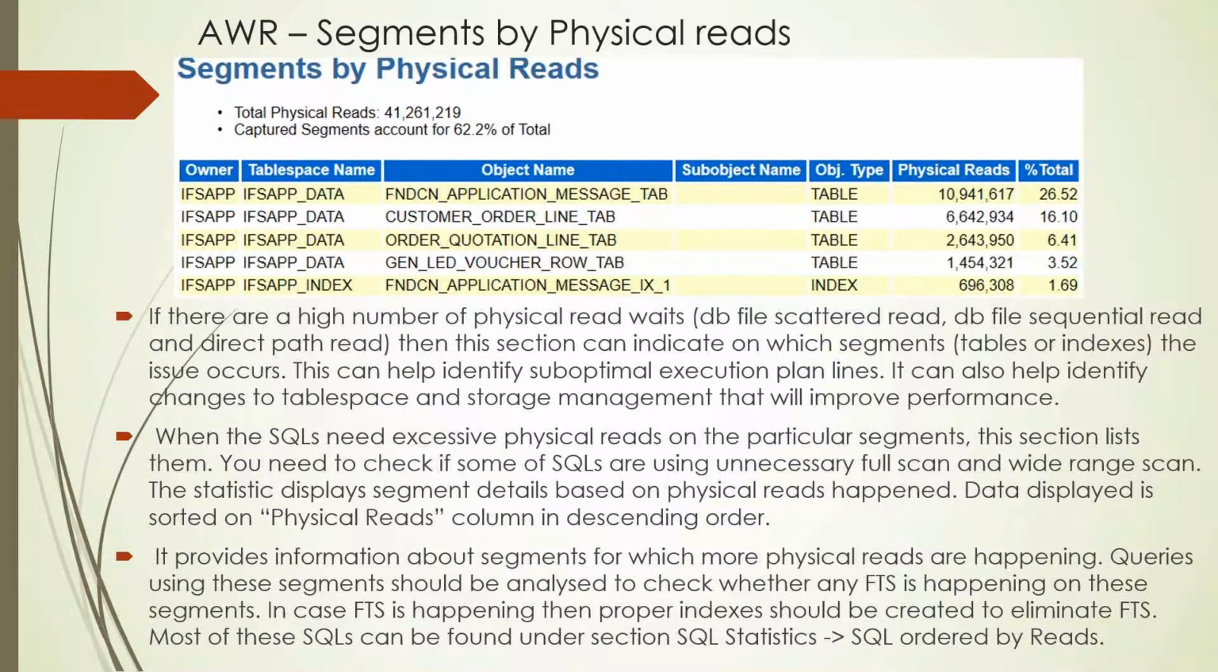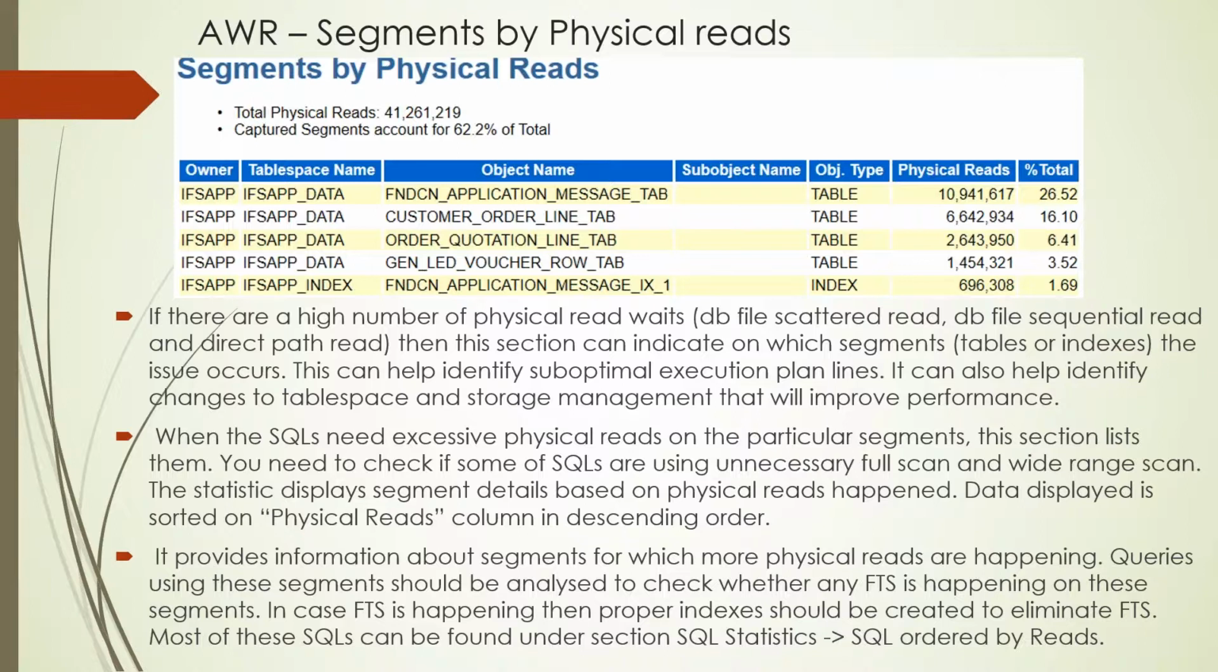Then you have, in similar fashion, the segments by physical reads, similar to the logical reads. In the physical reads table, whenever a SQL needs excessive physical reads on a particular segment, this section lists all those SQLs. Now you need to check if some of the SQLs are using unnecessary full table scans, or wide read scans. This statistic displays the segment details based on physical reads.